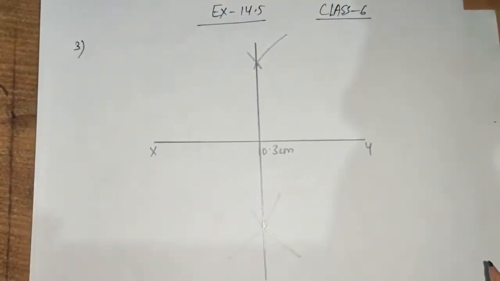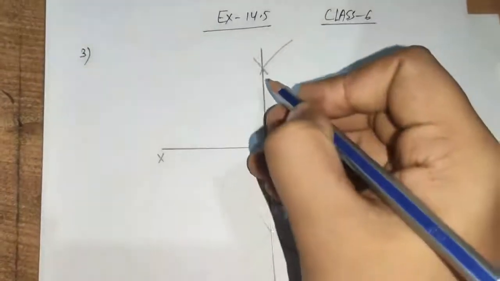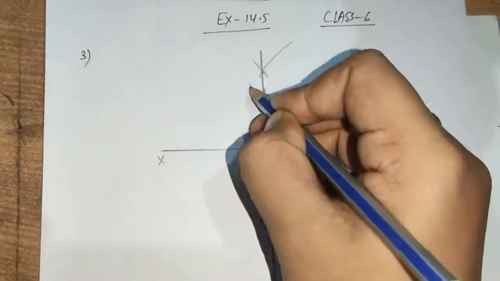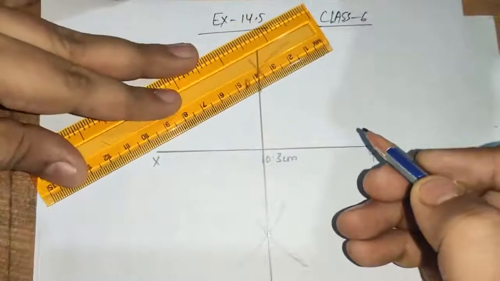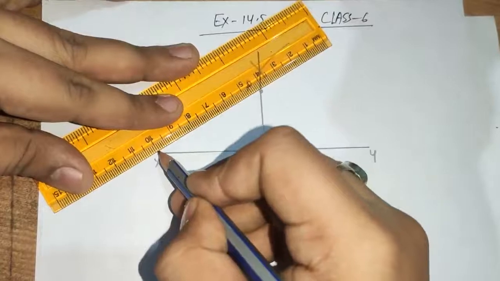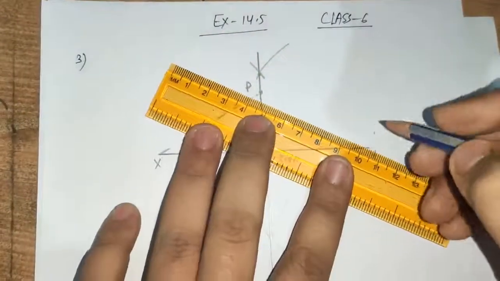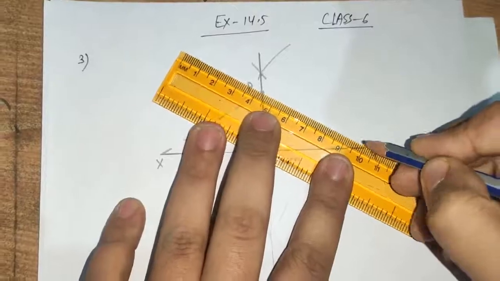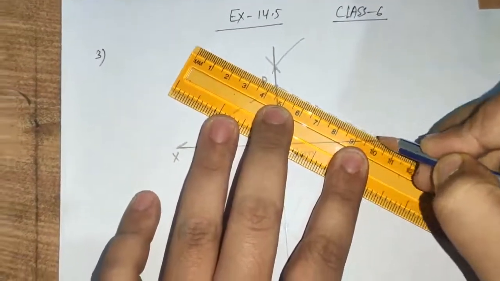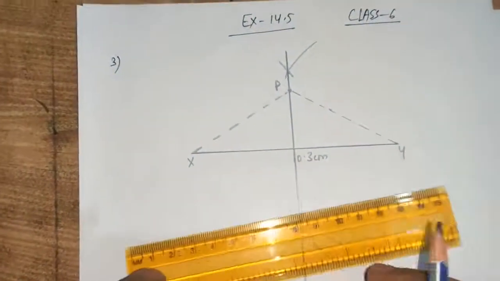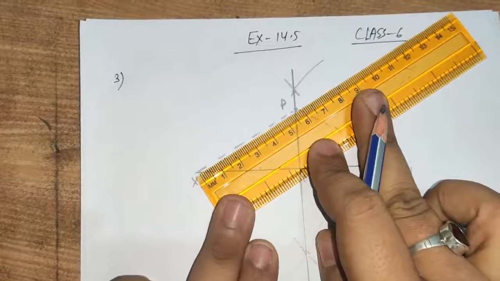And after this, it is written, take a point P on the bisector drawn. So we will take a point P and then join P and X, dotted line. And then join P and Y also. Now we will measure this, examine whether PX is equal to PY or not.